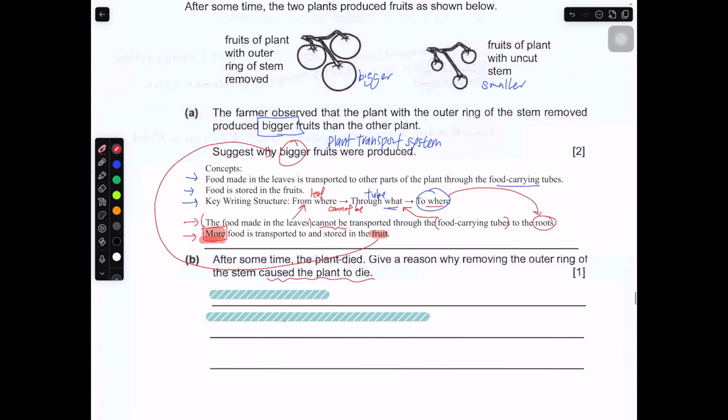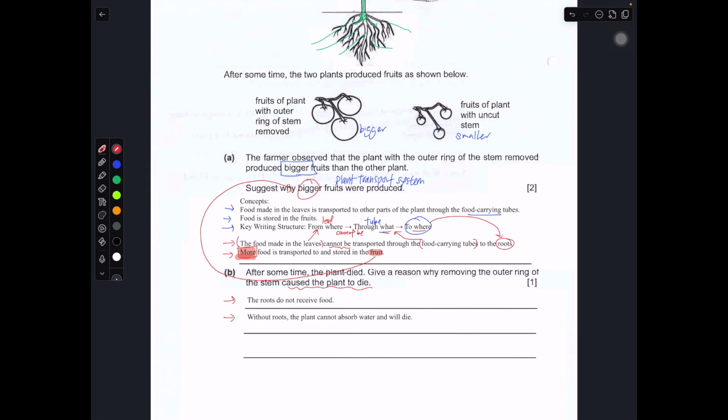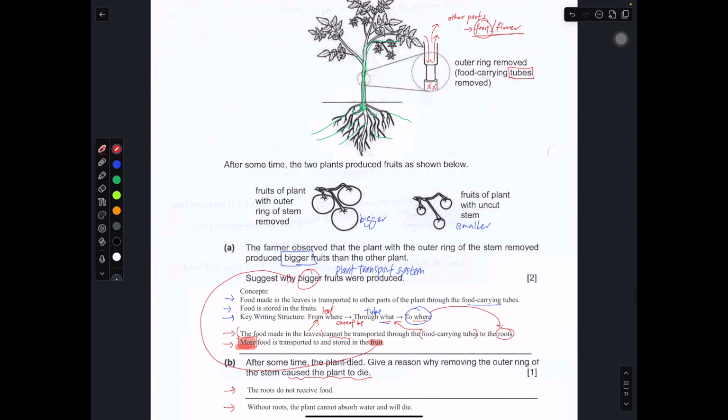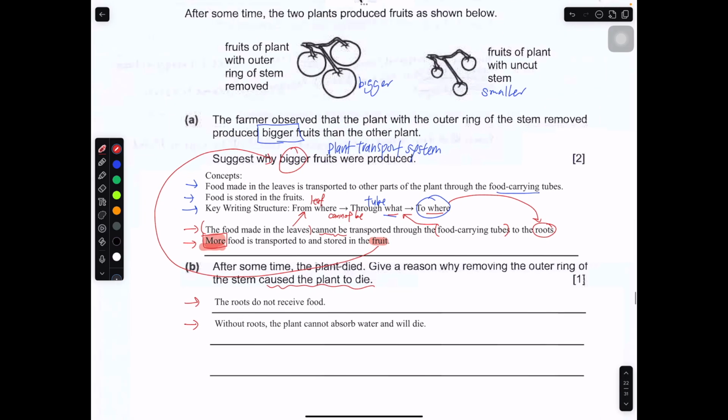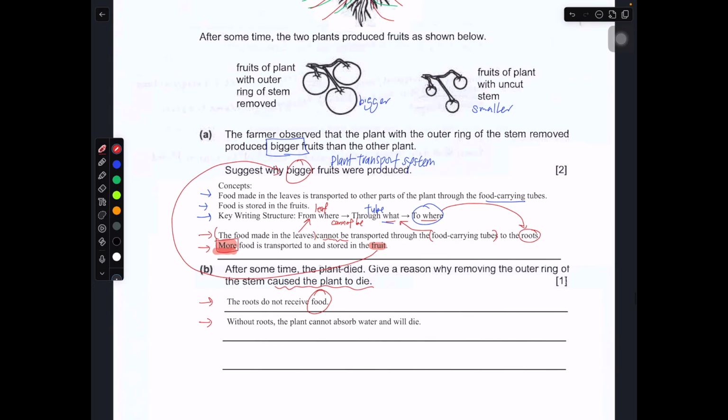Basically, if the roots do not receive food, without roots, the plant cannot absorb water and it will eventually die. In this case, if the farmer removed the ring partially, there would still be some food that goes to the roots, but less, so the roots could still survive. But because the farmer removed all the food carrying tubes, there's no food going to the roots. Without the roots, the whole plant cannot absorb water and the whole plant dies off.